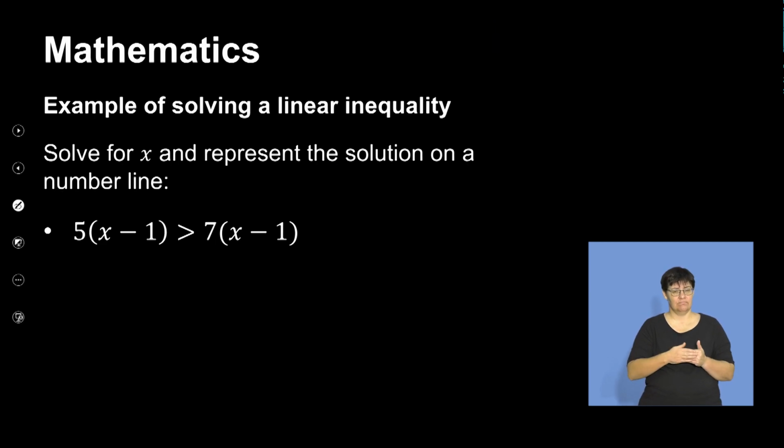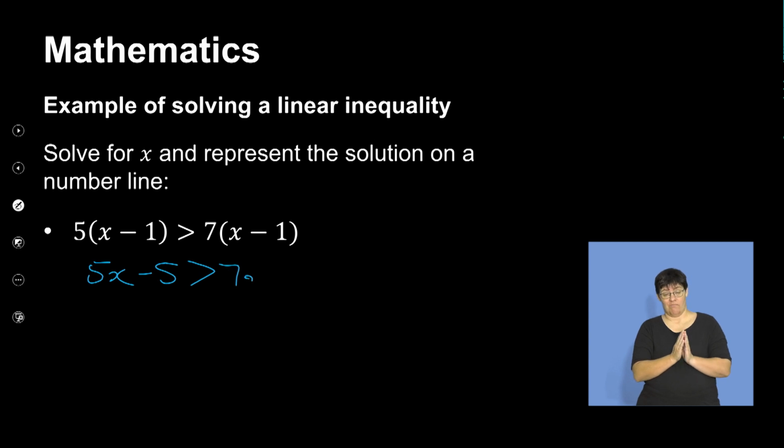Now, let's look at some more questions to try and solve. Remember, whenever there are brackets, you must definitely get rid of those brackets. So this will be 5x minus 5 greater than 7x minus 7, right?